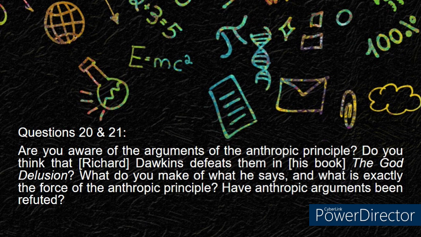Are you aware of the arguments of the anthropic principle? Do you think that Dawkins defeats them in The God Delusion? What do you make of what he says, and what is exactly the force of the anthropic principle?